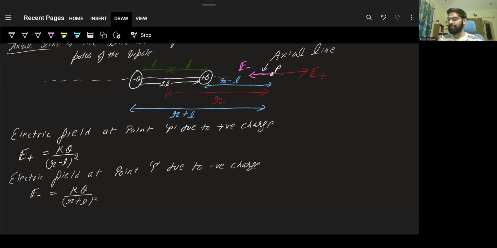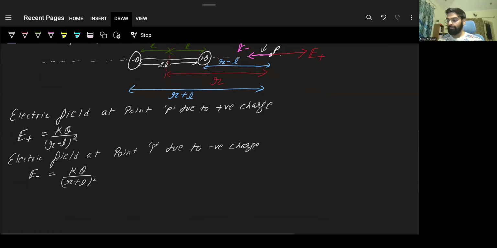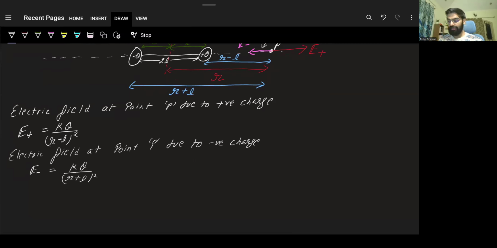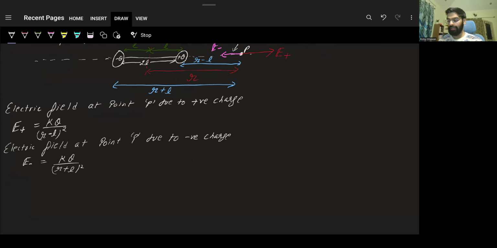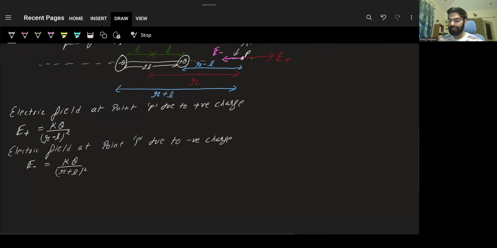You always take it as the magnitude because we are already considering the direction in the picture, right? The figure itself. E positive is towards this side, E negative is towards this side. So we don't need to worry about the charge sign, right? You always take the magnitude. Now, next thing. This is the electric field we calculate.